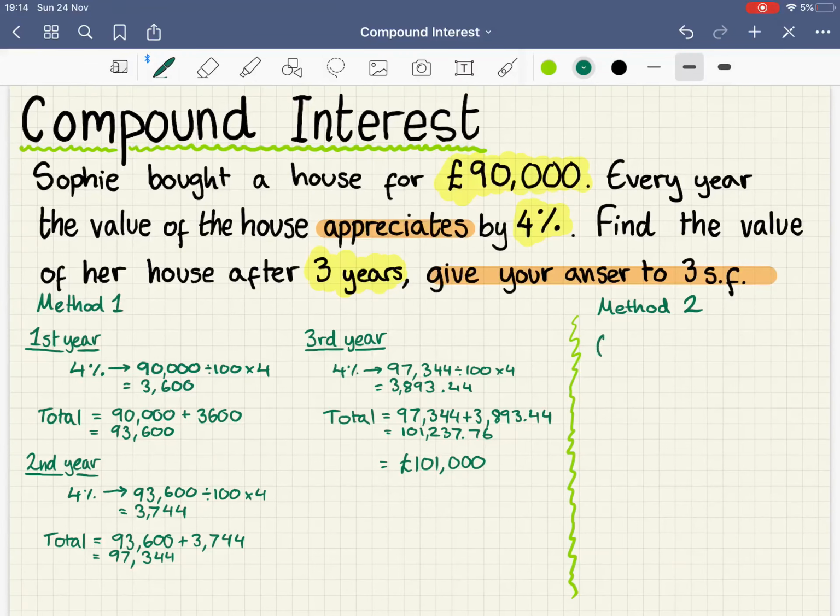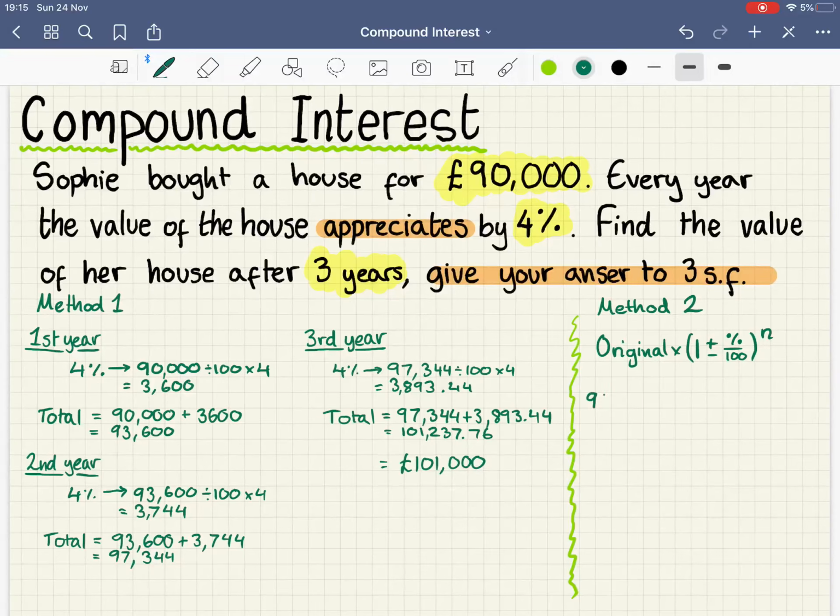So the formula we use is original times 1 plus or minus. The plus we use if it's appreciate or increase. The minus is if we have depreciate or decrease. So we've got 1 plus or minus whatever the percentage is over 100, to the power of n, n being our number of years, number of days, number of months, the time scale.